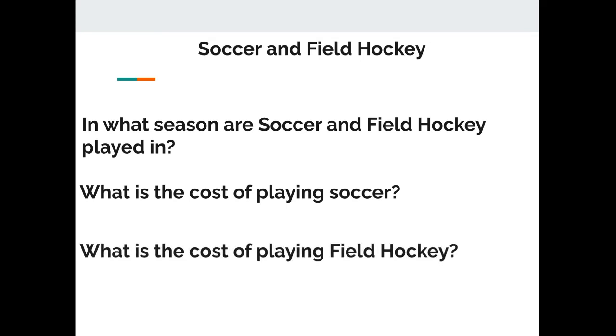Right? What's the cost of playing field hockey? Playing field hockey means you can't have fun with Coach Neville on the soccer field. Right? So you have to understand what those costs are when you make the decision. Right?